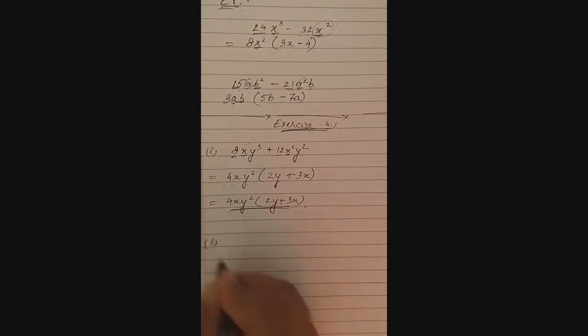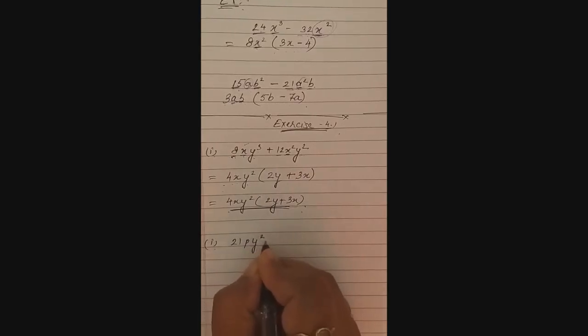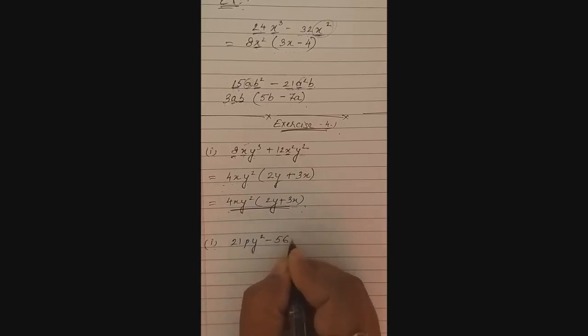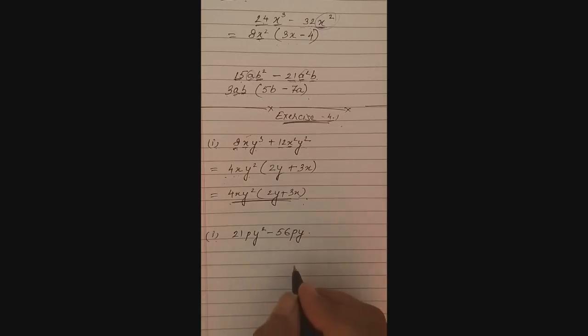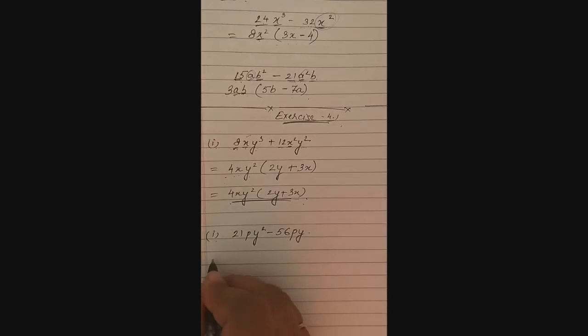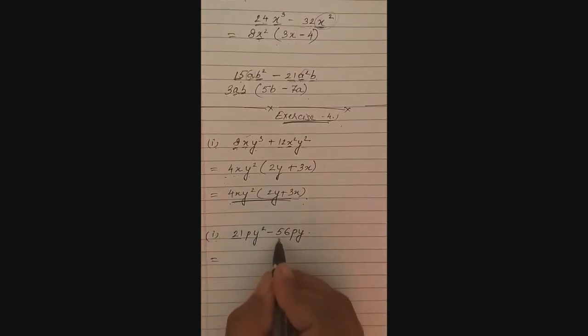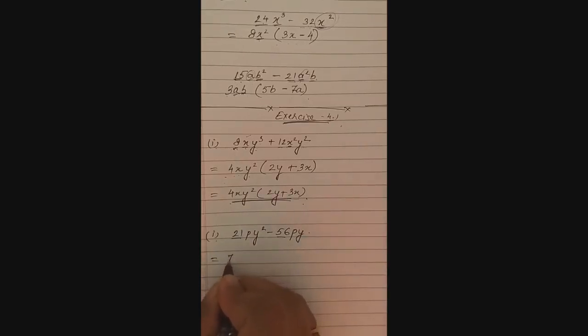Let's take another sum. This is question number 2, first part. First part is 21py square minus 56py. Now children, I request you to pause this video here and then you try to solve it yourself. Okay, till I'm doing. Now 21 and 56, what is common? 7, so I'll write 7.